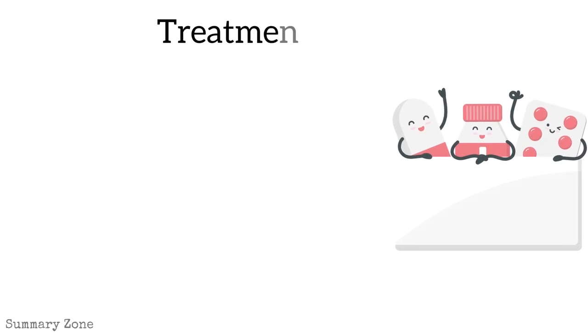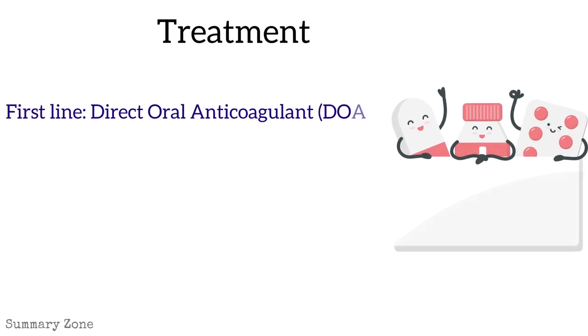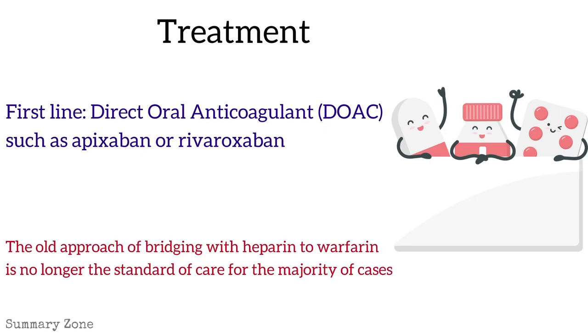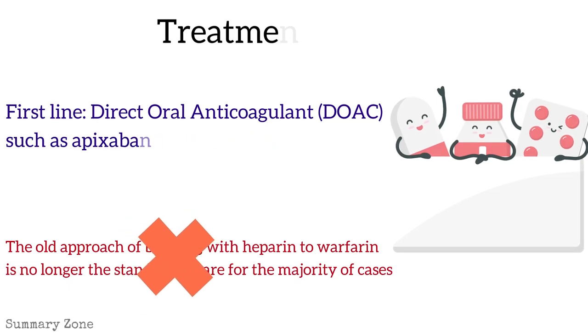Modern treatment principles. Treatment is stratified into initial, long-term, and extended phases. First-line therapy. For most patients, the recommendation is to start a direct oral anticoagulant, DOAC, such as apixaban or rivaroxaban, immediately. The old approach of bridging with heparin to warfarin is no longer the standard of care for the majority of cases.